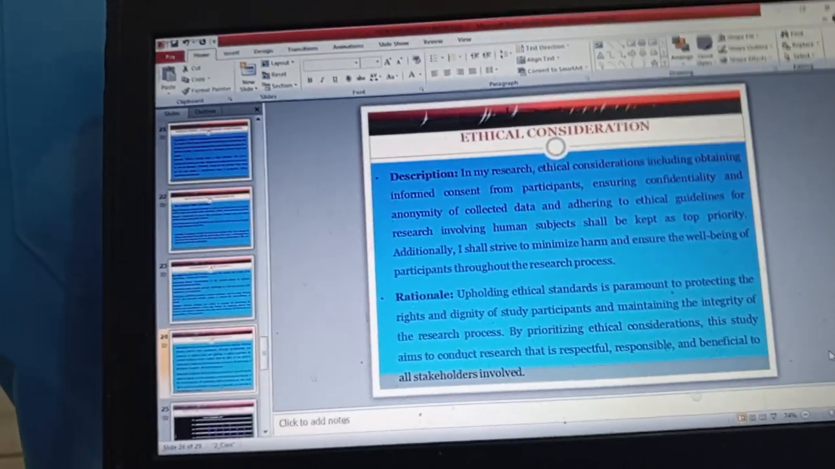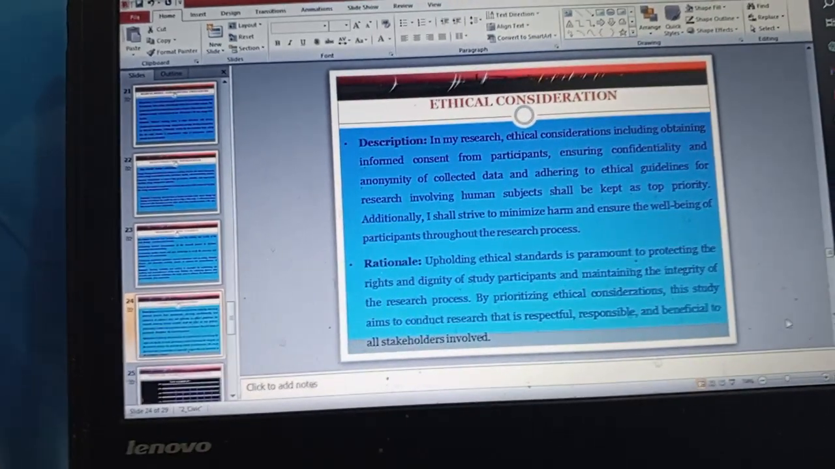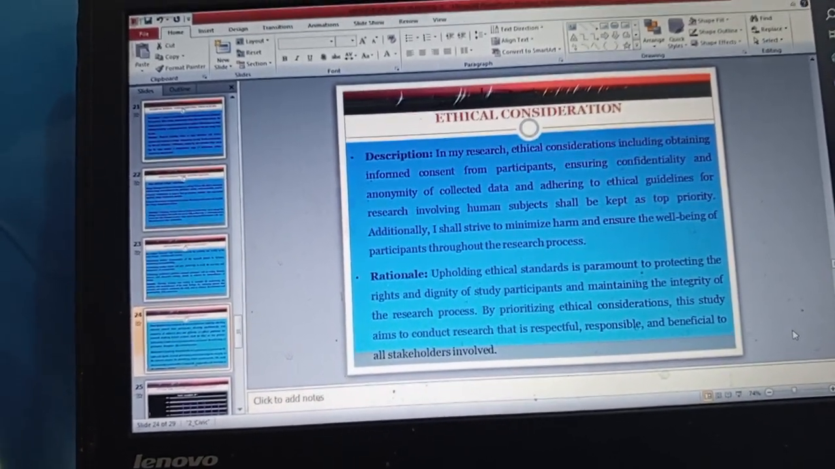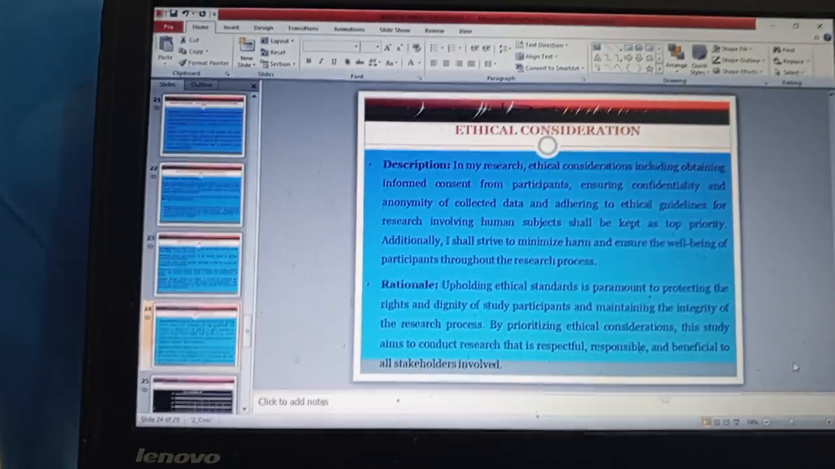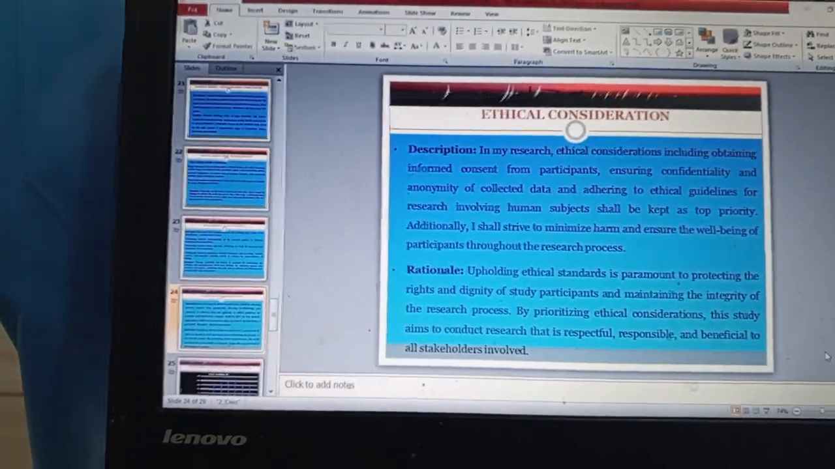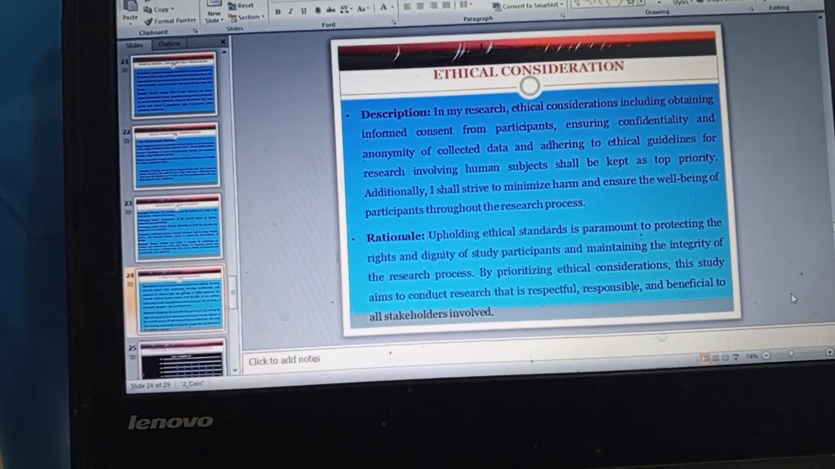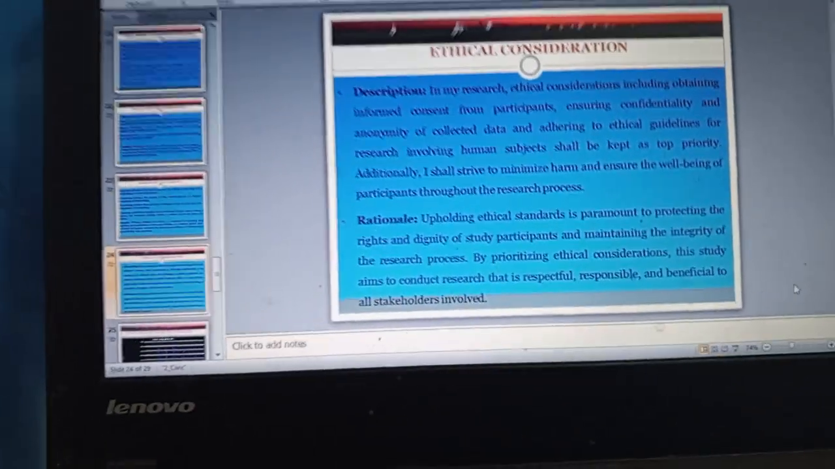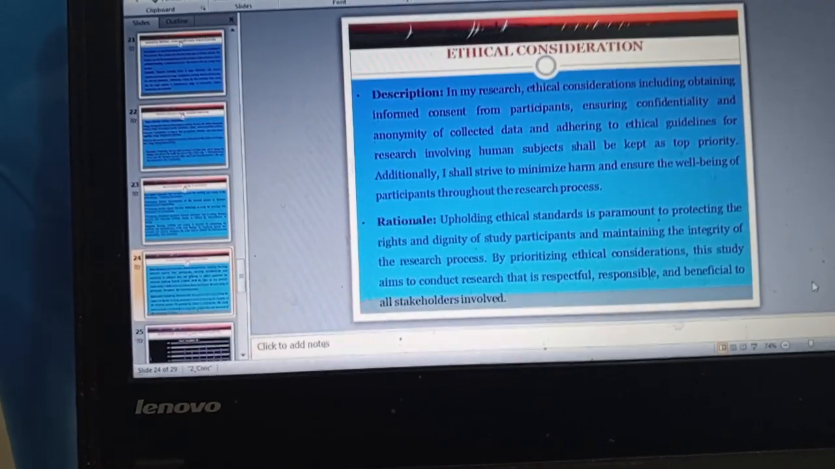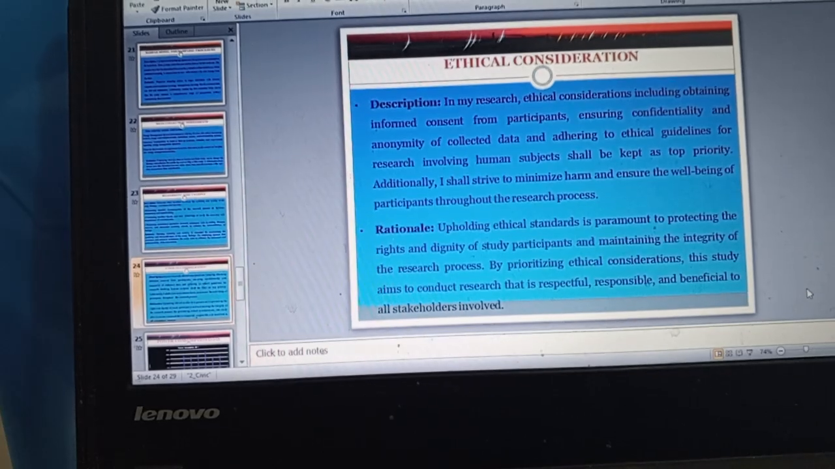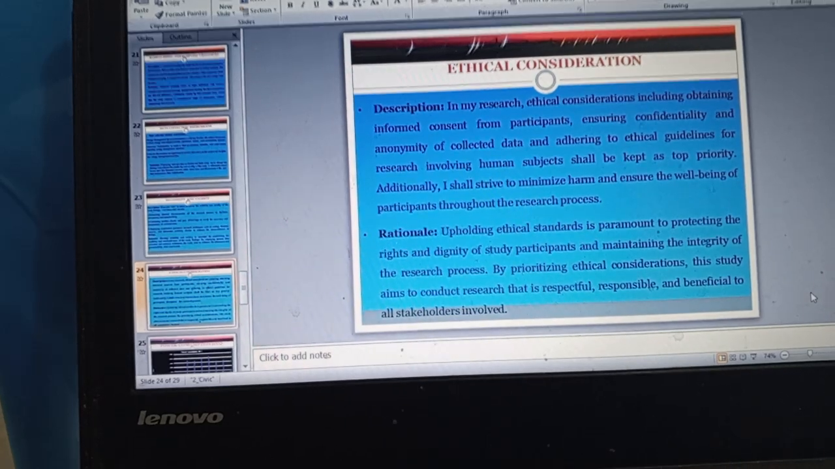Then for the ethical consideration, obviously this is the cardinal. In my research, ethical consideration includes obtaining informed consent from participants. Of course, before I introduced the proposal, I had to engage the training center and the senior management over the intention and the objective of my project, and I was given a go-ahead to carry out the project within the facility. Yeah, so that's one important step to take, especially if you are carrying out the report from a private entity.